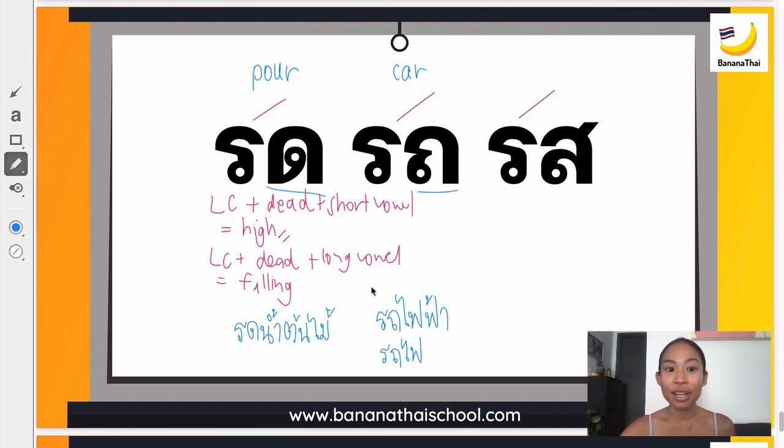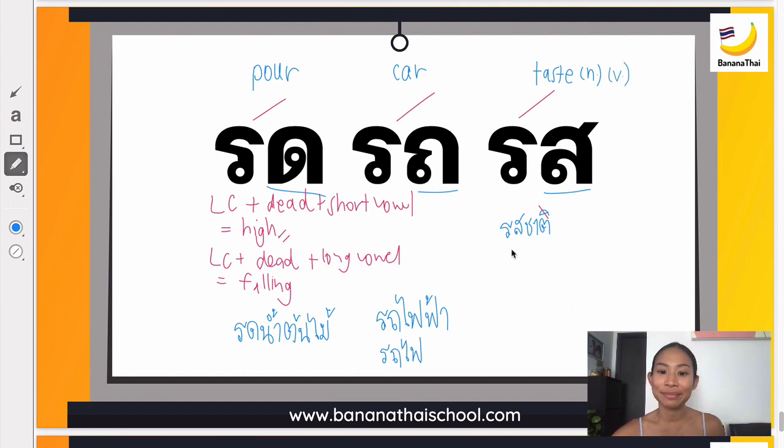And the last one, รส with สอเสือ ending, means taste. The taste as a noun. It comes from the word รสชาติ. ชาติ, not ชาด. This one has สระอิ, the sound is short, so you pronounce it รสชาติ. It means taste or to taste. Could be a verb as well.